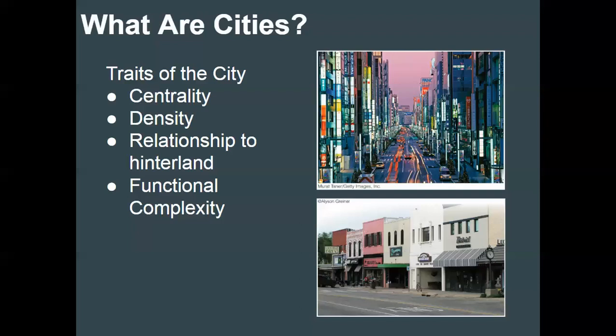First of all, we'll see that cities are central. Cities have a certain centrality to them in terms of their regional location. Cities have population density. They have high levels of human occupation. They also have a relationship, and that relationship is to what we call the hinterland. And again, the hinterland is the rural areas that, in a sense, supply and feed off of the cities. And then, of course, cities are functionally complex. That means they do a lot of things. So let's take a look at each of these as we move through it. So we're going to begin with the idea of centrality.